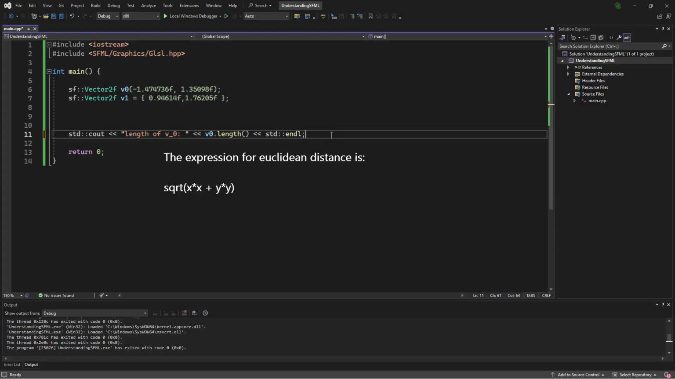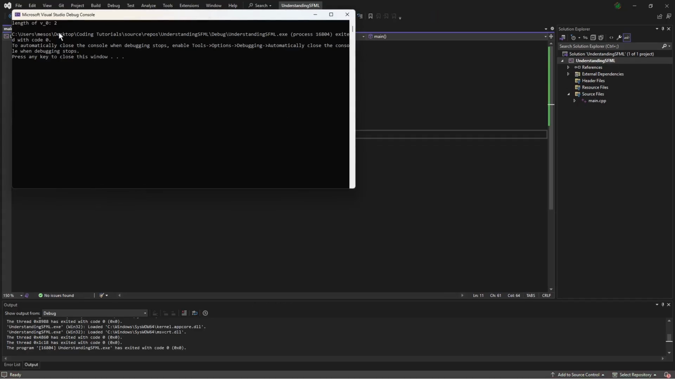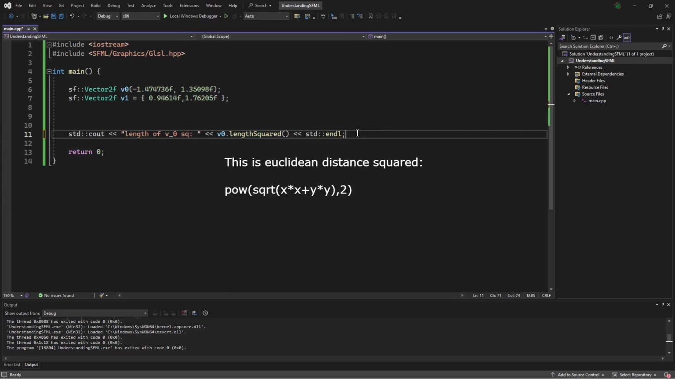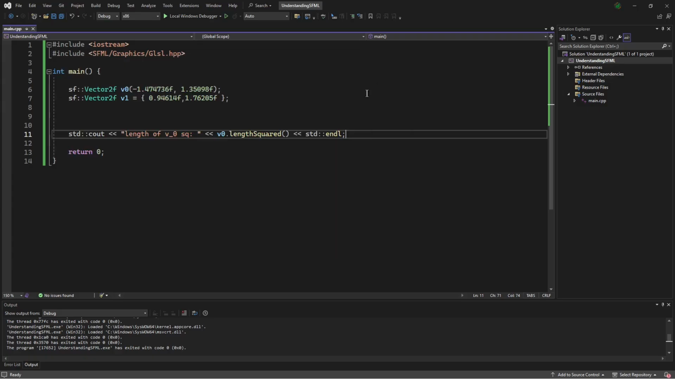The vector function length will just give you the Euclidean distance from 0, 0, or the origin. And we can open the debug menu and see about how far away we are, and we're about 2 units. Length squared will give you the same thing, but it will just square the length. We can open the debug menu and see that. It'll be about 3.9999, almost 4.